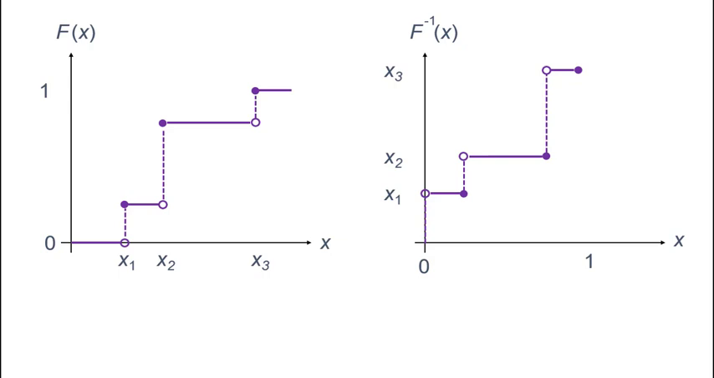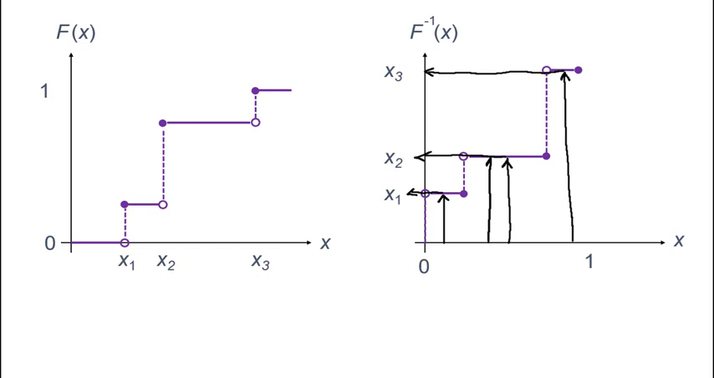We can now run random numbers between 0 and 1 through the function on the right to generate a new number taken from the discrete set x1, x2, x3. Notice that two uniform 0,1 numbers may map onto the same value of xj.